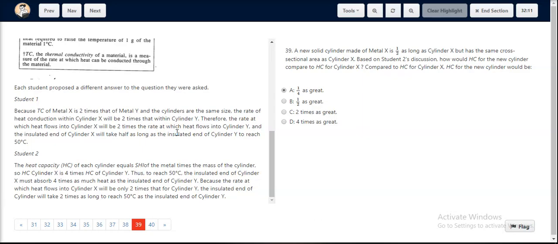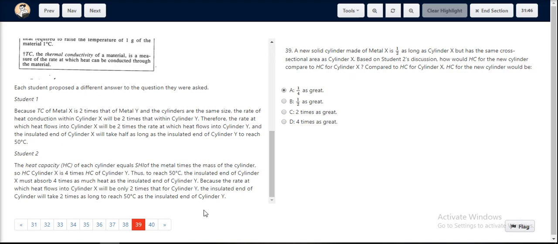For question number 39, we see in student 2's explanation the heat capacity of each cylinder equals SH of the metal times the mass of the cylinder. Out here, we have a new solid cylinder made of metal X, which is half as long as cylinder X but has the same cross-sectional area as cylinder X.